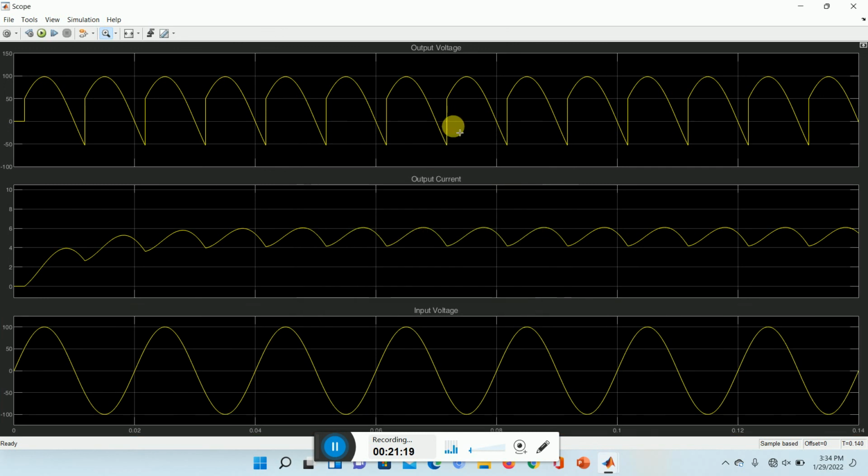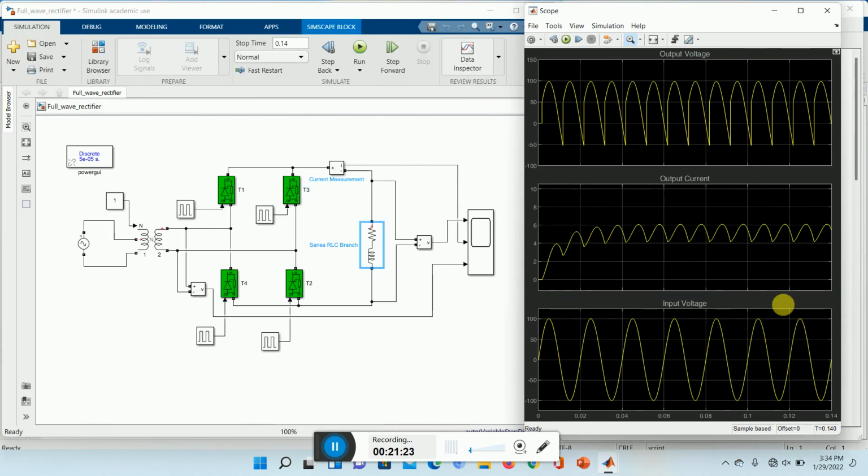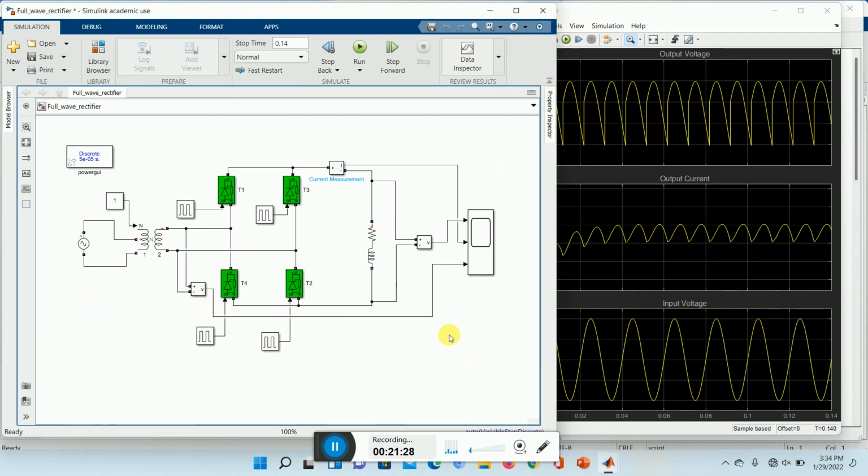Like that, we have got the simulation ready, correct? And this is the entire simulation for the single phase full wave rectifier. Thank you very much.